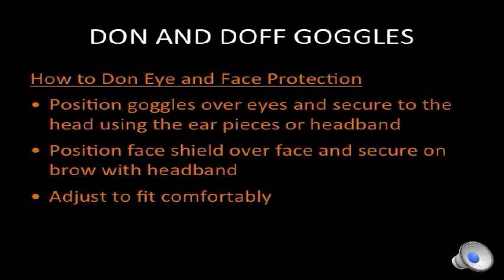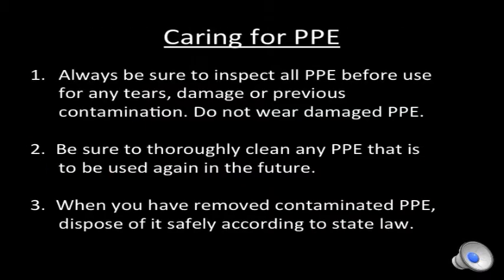When donning laboratory goggles, first position the goggles over your eyes and secure them to your head using the earpieces or headband. When donning a face shield, position the shield over your face and secure on the brow with the headband. Adjust eyewear so that it fits comfortably, yet still provides protection from the hazards present.